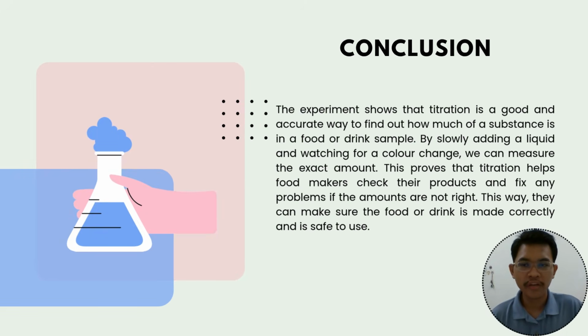In our experiment, we saw how titration helped us measure something exactly. When we added the liquid slowly and saw the color change, that taught us we had reached the perfect amount. This shows that titration is not just for big factories, it is something we can do in the lab to get accurate results. In the end, titration helps us understand what is in our food and drink and makes sure everything is made just right.